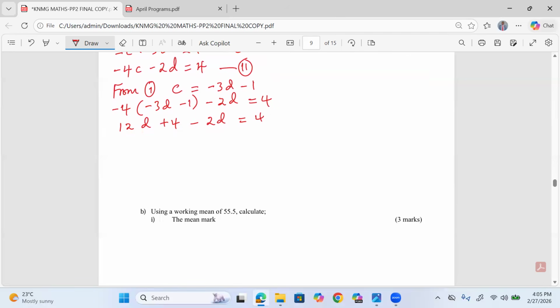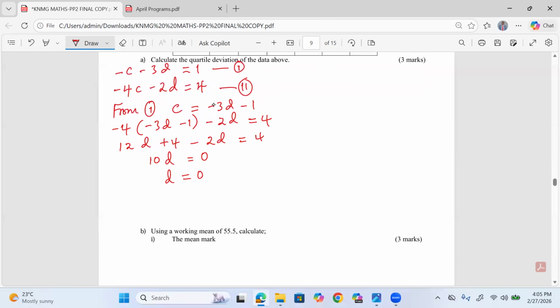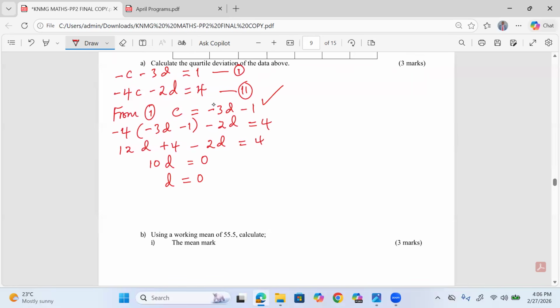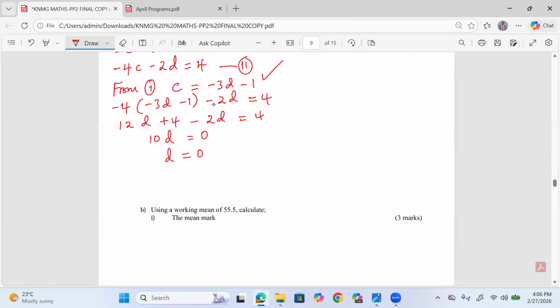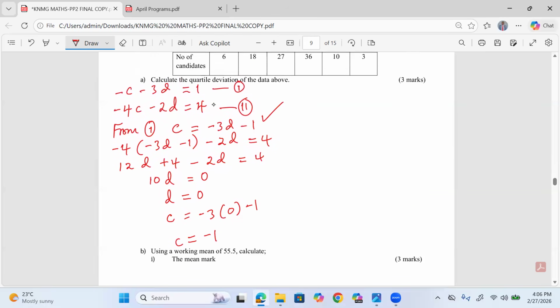Grouping terms together will give us 10D, and this is equal to 0. So D equals 0. When we take 0 and we divide it by 10, we are getting a 0. If the value of D is 0, then the value of C can be gotten by the fact that we have an expression there for C. So C equals negative 3D minus 1. This is a negative 1. So we have the value of C as negative 1, the value of D is 0.